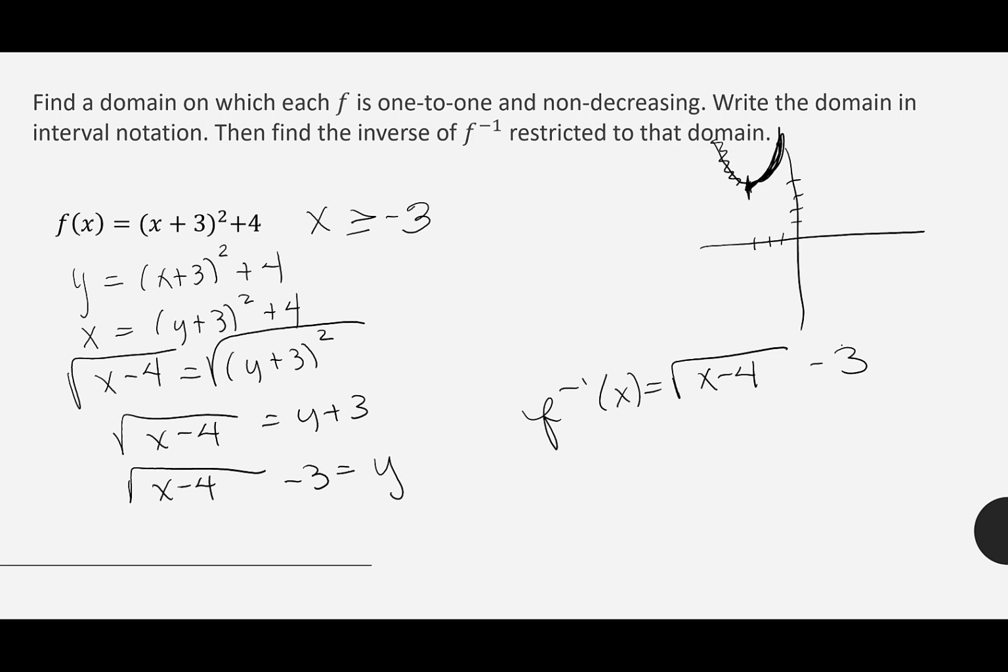Hopefully, what you start to see is the only time we have problems is really when we look at these square root problems. Let's do one more where the inverse doesn't come out 1 to 1. So what I'm going to do is start with f of x equals the square root of x plus 1 minus 2.